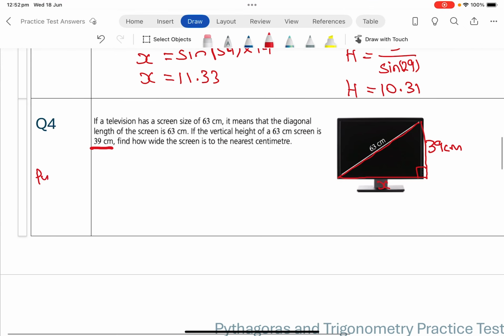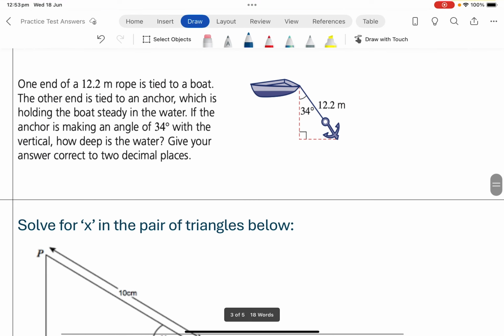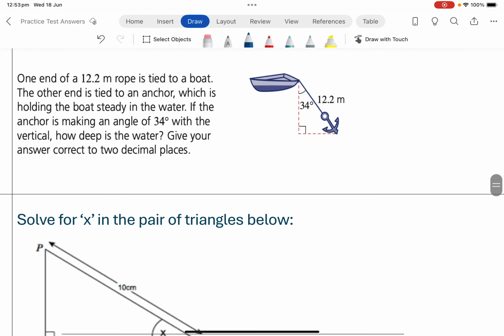So that now when I use this formula, b equals the square root of c squared minus a squared, I can put in 63 instead of c, and 39 instead of a. Once again, I would have got this formula from my notes if I did a nice page of notes. Then substitute that into my calculator. I get 49.5 centimeters. Okay, final answer.